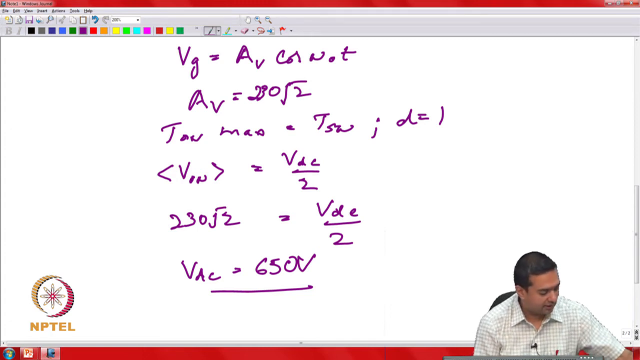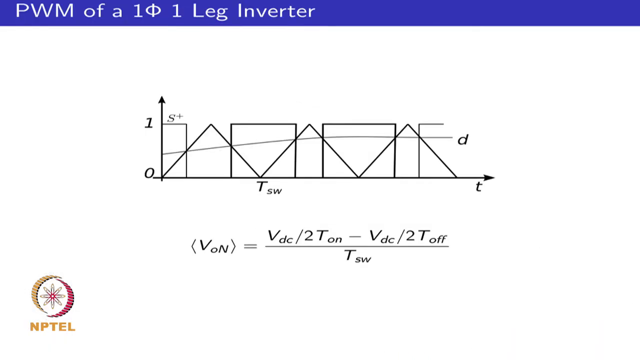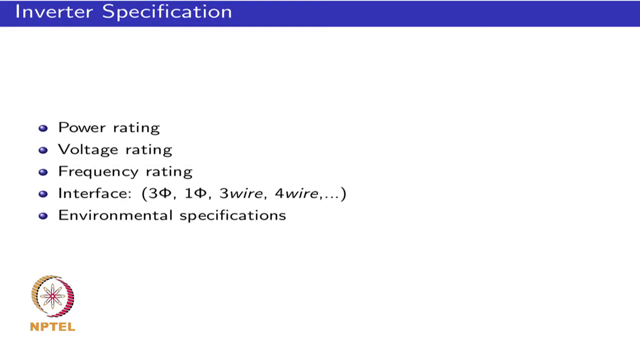So before we do that, we'll actually look at what it means to say you are building an inverter of a given specification. For a typical power converter that will be built, you first need to know what power rating it is going to handle, whether it is 100 watts, a kilowatt, 10 kilowatts, or a megawatt. So a basic quantity that is specified when you design a power converter is the power rating.